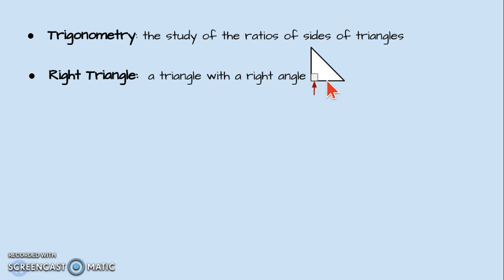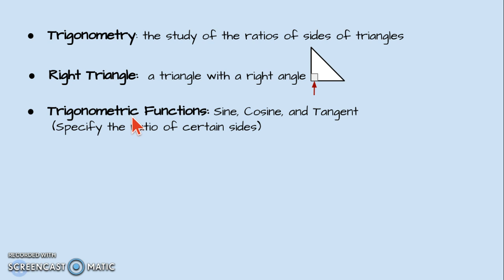Then we have trigonometric functions, and the three most common and used are sine, cosine, and tangent. These help specify the ratio of certain sides, and will also help in obtaining unknown angles and side lengths of triangles.